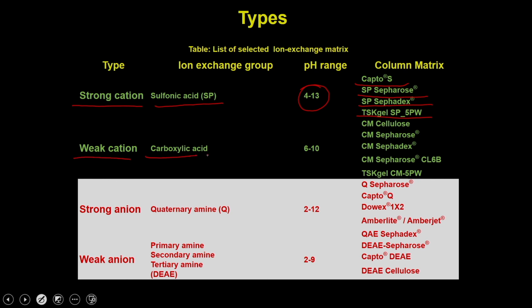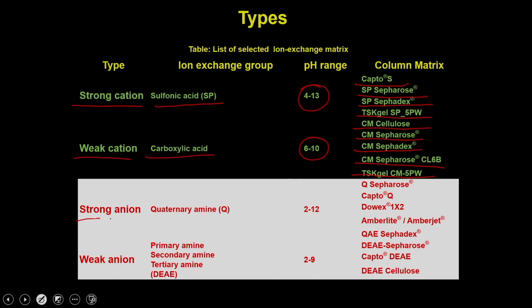Weak cation contains the carboxylic acid as the functional group which is present on the matrix. The pH range in which you can use this is 6 to 10. The examples are the CM cellulose, CM Sepharose or CM Sephadex, and all these other kinds of column matrix which are available from different types of vendors.